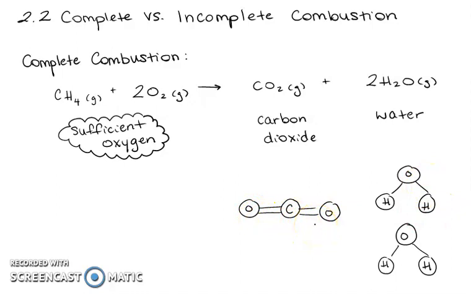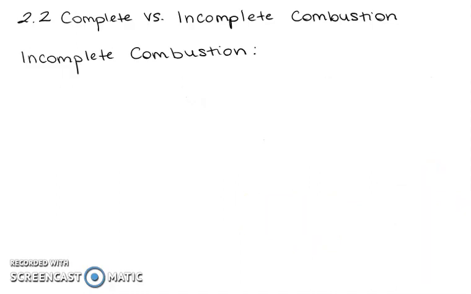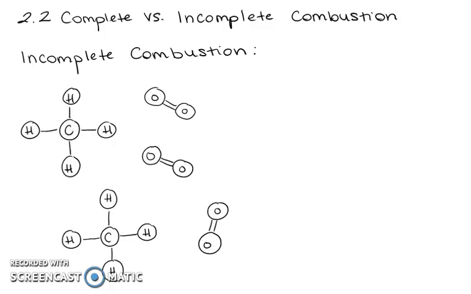But what about incomplete combustion? When we're talking about incomplete combustion, we're talking about a combustion reaction without enough oxygen to create that carbon dioxide. Let's look at this reaction. We have two molecules of methane reacting with three molecules of oxygen. What will the products be? So let's rearrange these atoms into their products.